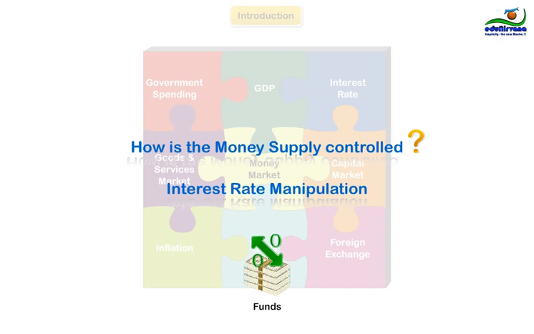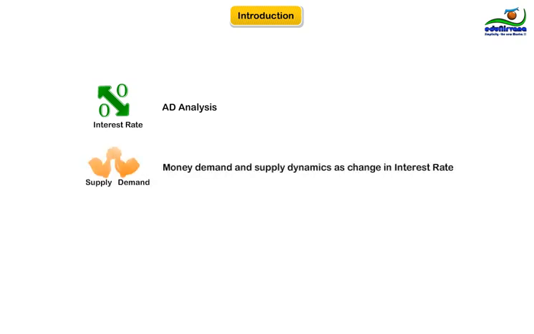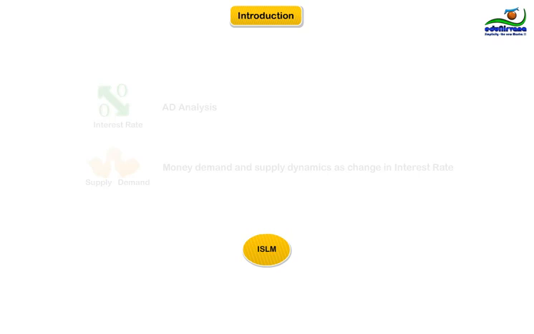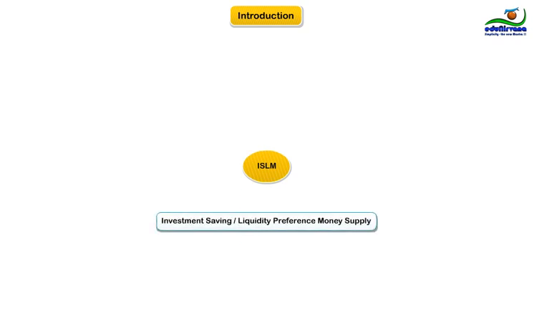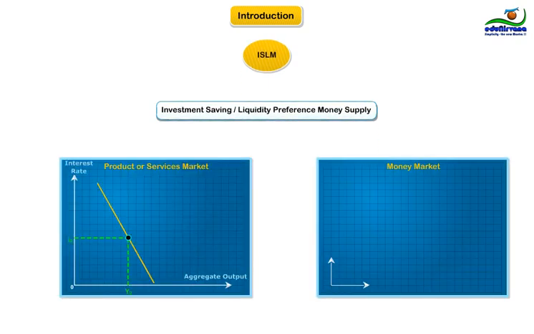So, we discussed two broad concepts: the interest rate effects on the aggregate demand analysis, as we discussed previously, and money demand and supply dynamics as we change the interest rates. In order to do this, we introduce here a new concept called ISLM, which the learners find difficult to understand. For your reference, ISLM stands for Investment Saving or Liquidity Preference Money Supply Model. We would use this model to explain the equilibrium dynamics of both product or services markets and the money markets.